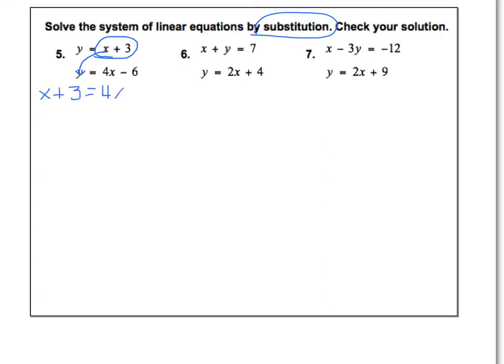equals 4x minus 6. Now our goal is to get all of the x's together and all of the numbers together. So I'm going to start by bringing this x over to the other side. In order to move an x to the other side, I'm going to have to subtract x from each side of the equal sign. So I'm left with 3 equaling 4x's minus 1x would give me 3x, and then I have a minus 6. So now our goal is to get that x by itself.